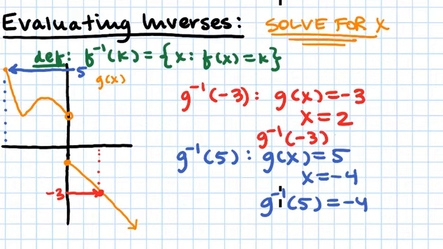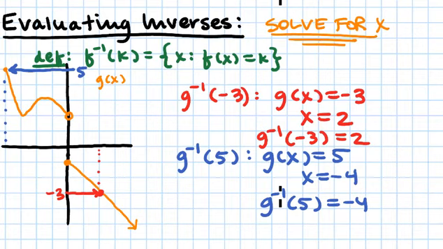G inverse of negative 3 was equal to positive 2. All right, there you go. I go up to y equals 5. I scan across until I find the graph, and then I report back that that happened at x equals negative 4.